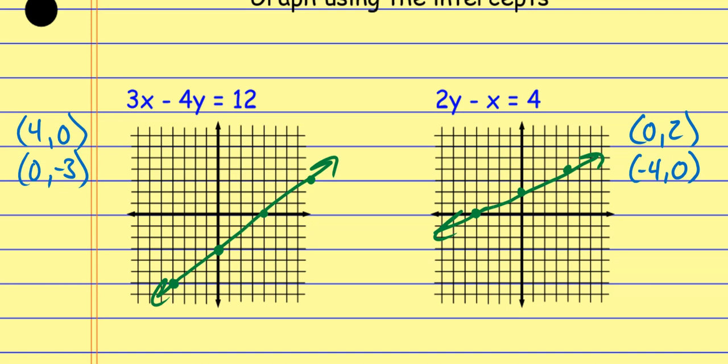Okay? That's it. So again, we find the intercepts. Plug a 0 in for y and solve for x to get the x-intercept. Plug a 0 in for x and solve for y to get the y-intercept. And then I just plot those 2 points. And if I have 2 points, I can count the slope. I can continue to plot more points in order to graph these things.